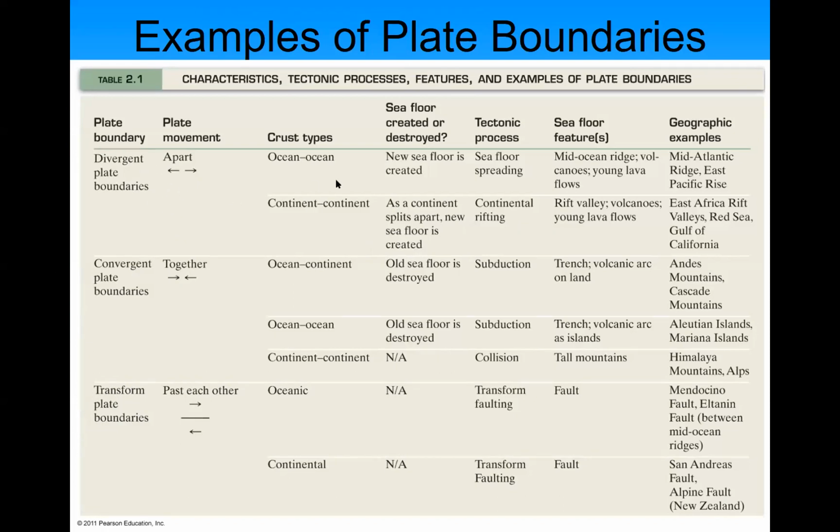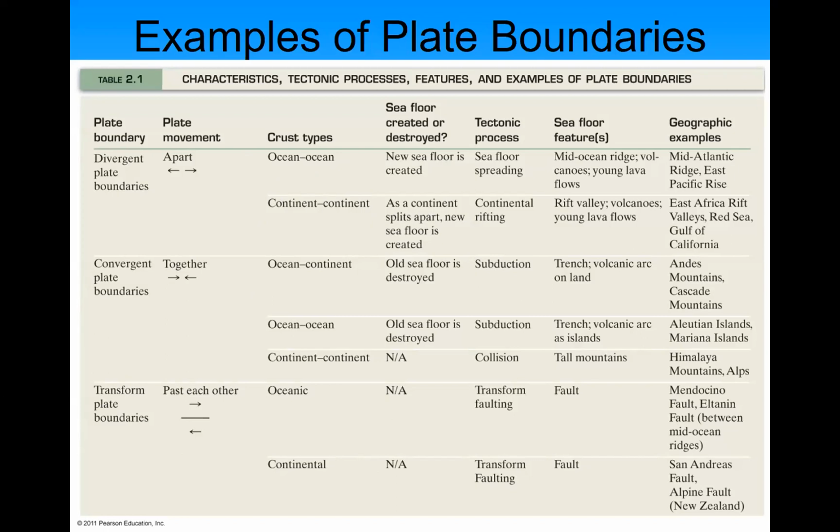Divergent plate boundaries occur where new seafloor is spreading and where continents are rifting apart. So these are the kinds of plate boundaries that are divergent. Convergent plate boundaries, on the other hand, can be where any two plates are coming together.